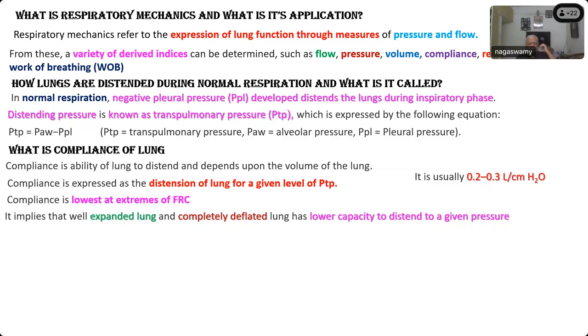If every time they had to completely collapse and then re-expand, their work of breathing would be enormously increased. The patient would have to struggle, using his muscles to inflate the alveoli every time. So that is the reason why nature has made it in such a way that we always have some amount of air left in the alveoli, keeping these alveoli and the air passages partly distended so that it is easy to inflate them during the subsequent respirations. This intrapleural pressure is not the same at all levels of the lung.